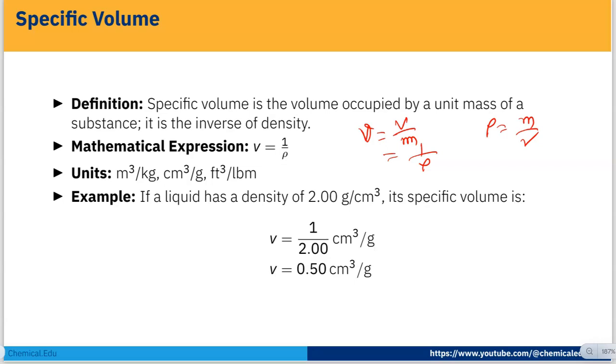Now example, if a liquid has density 2 gram per centimeter cube, what will be the specific volume? 1 by 2 centimeter cube per gram, so that is 0.50 centimeter cube per gram.